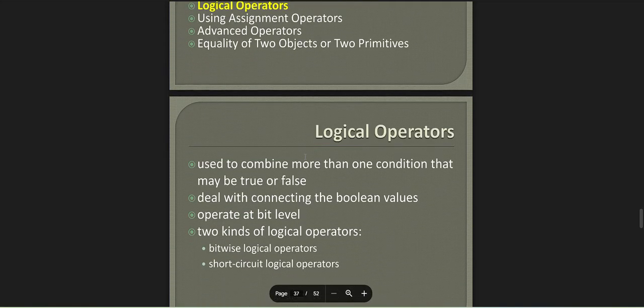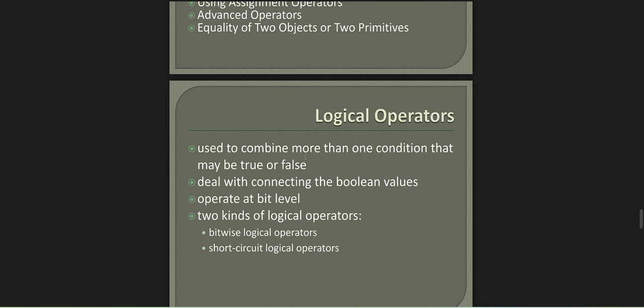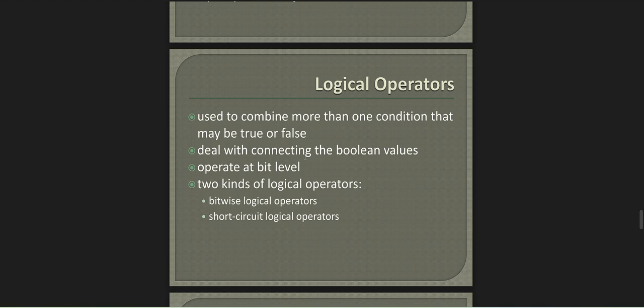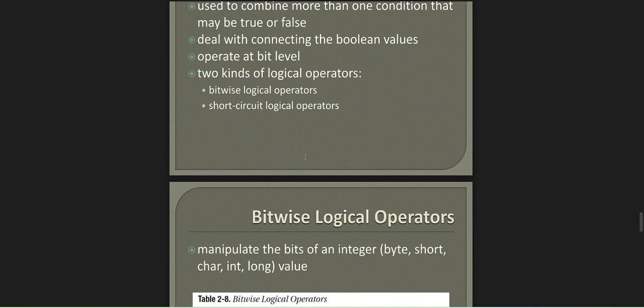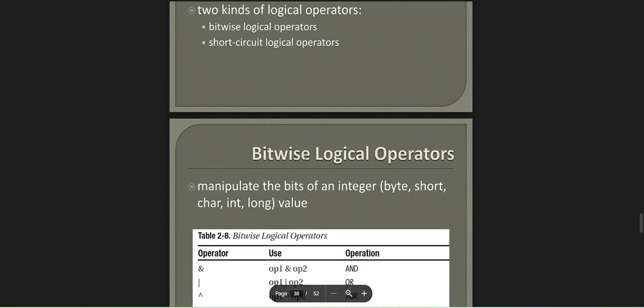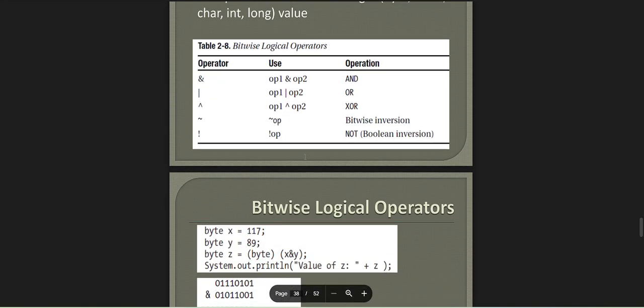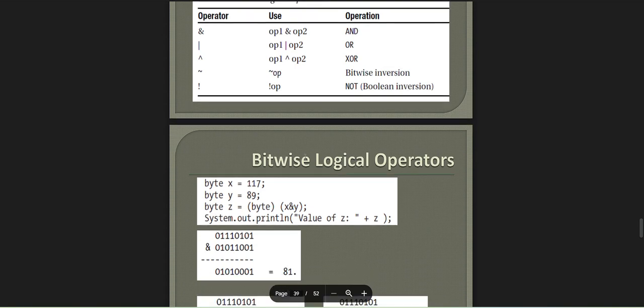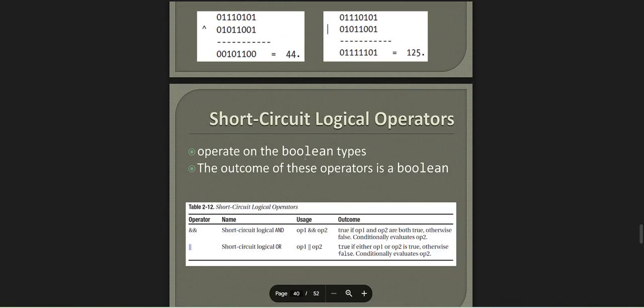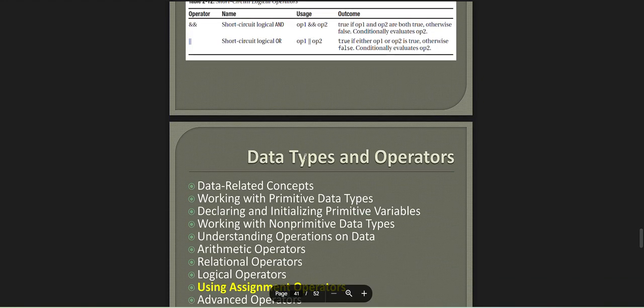Logical operators are used to combine more than one condition that may be true or false, dealing with connecting boolean values, and operating at the bit level. There are two kinds of logical operators: bitwise logical operators and short circuit logical operators. Bitwise logical operators manipulate the bits of an integer: byte, short, int, and long values. Bitwise logical operator example with byte x, y, z. Short circuit logical operators operate on boolean types, and the outcome of this operator is a boolean data type.